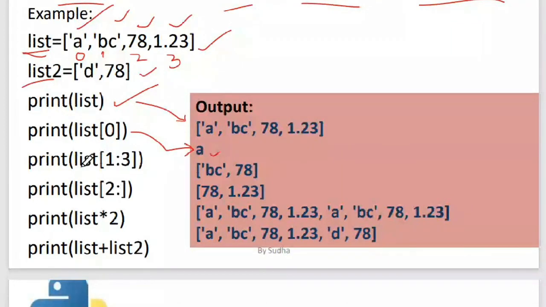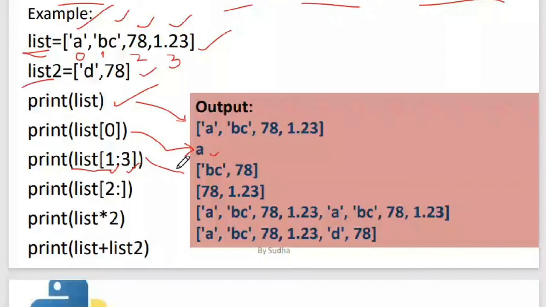And next, I'm giving a range. Okay, so I'm saying 1 to 3, wherein it will just print 1 and 2 for me. As I said, it will take the range minus 1. So index 1 is BC and then 78 will be printed. So this is the outcome of this particular print for us.